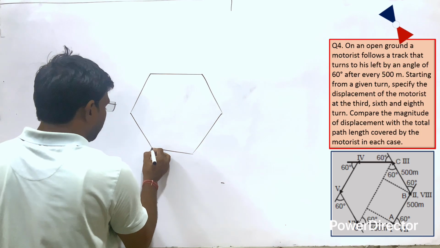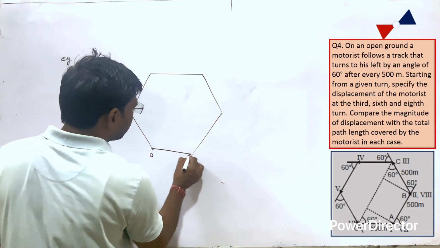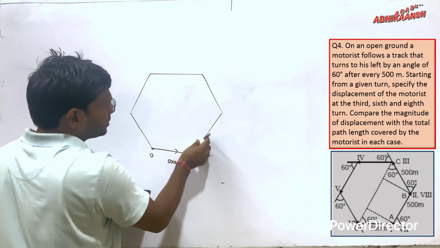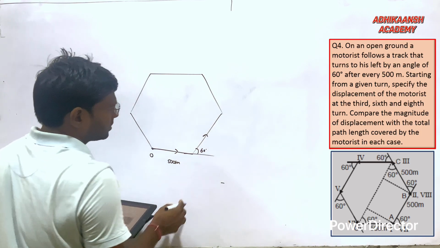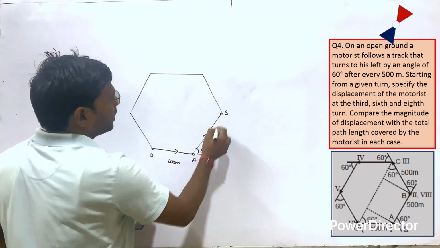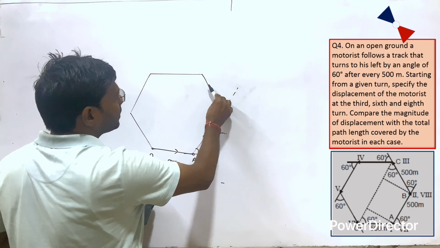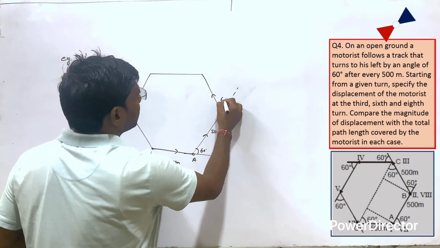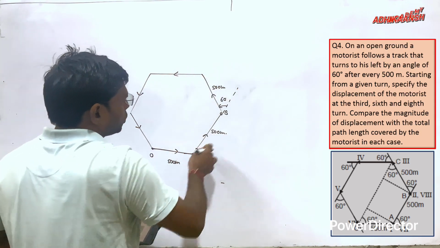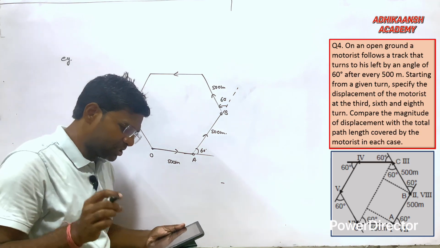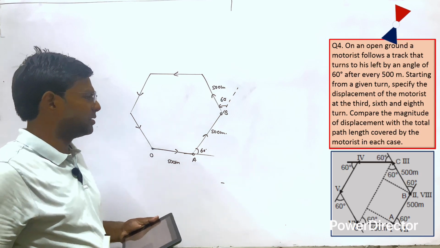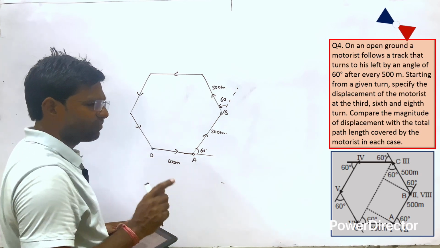The motorcyclist starts from point A and moves for 500 meters, and then it turns by 60 degrees like this, and it reaches point B. Again it moves 500 meters, then turns by 60 degrees to its left like this, then 500 meters, and so in this way, the motorcyclist is moving along the sides of the hexagon. The side of the hexagon is given as 500 meters.